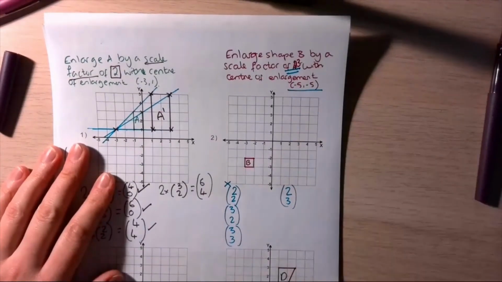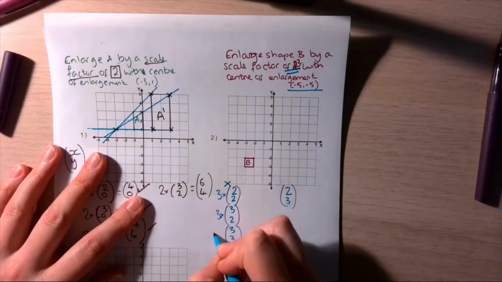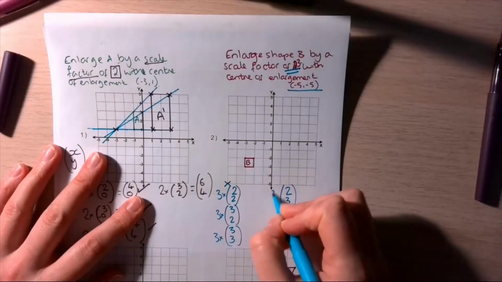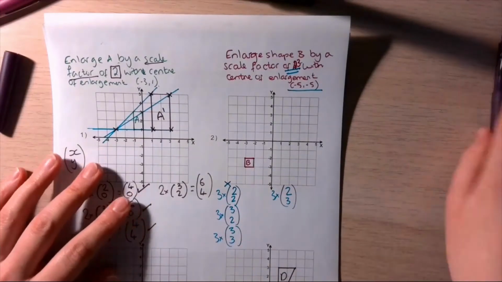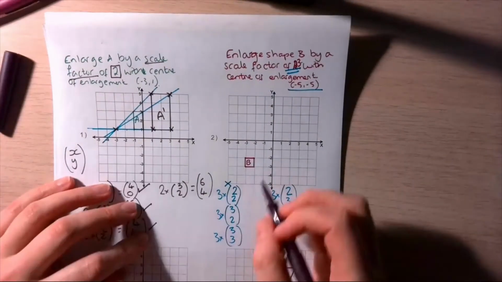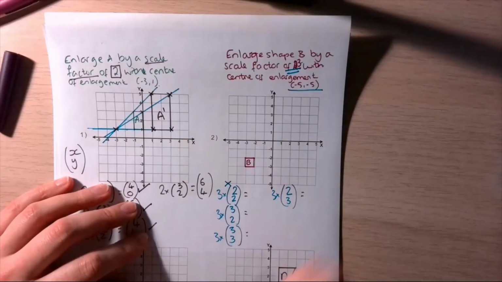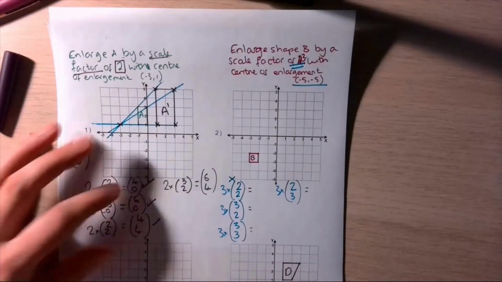Right then, and we're doing a scale factor of 3 this time, so I'm going to do 3 times all of these. 3 times, 3 times. Okay, do them all 3 times. And I'm actually going to use a different colour pen, just to remind myself that I'm writing down my answers now, which are the ones I'm going to want to plot, just so they stand out. Sometimes it's nice that they just pop off the page a bit.